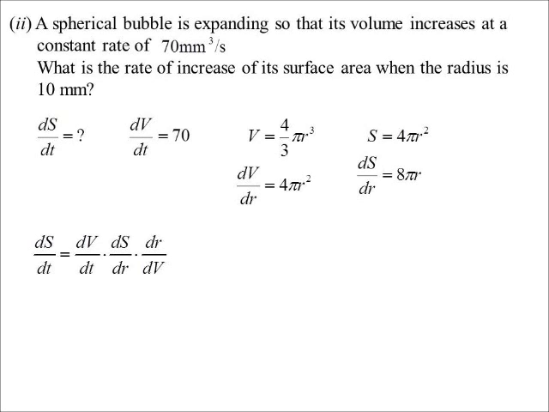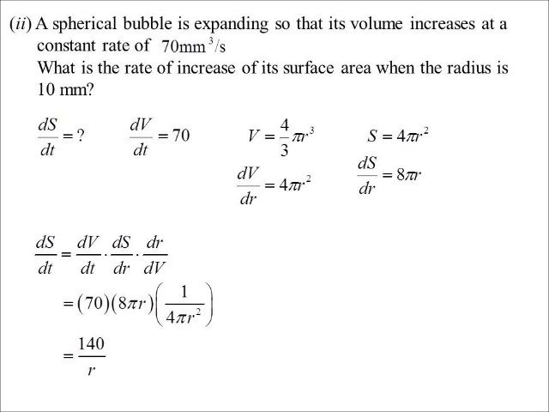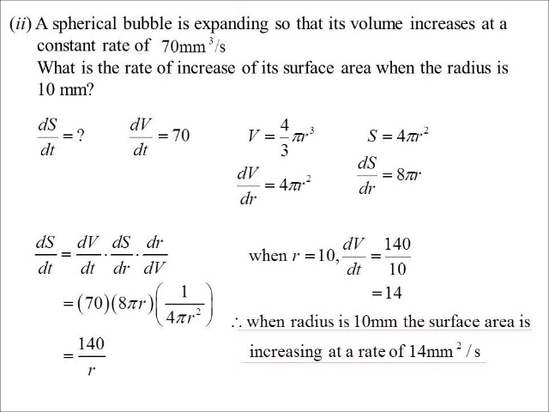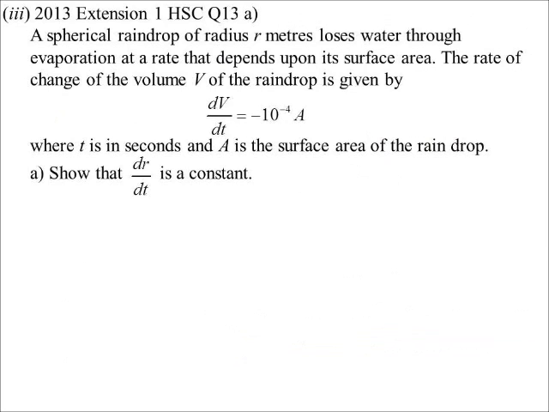So dS/dr then is 8 pi r. Plug that all in, and we end up with 140 on r for our rate. So when the radius is 10, we get 14. We're talking about an area, so that would be millimetres squared per second. Here's an HSC one from a few years ago.